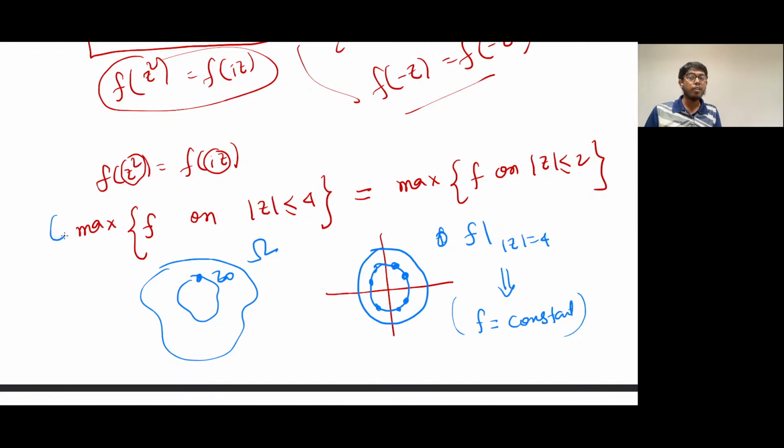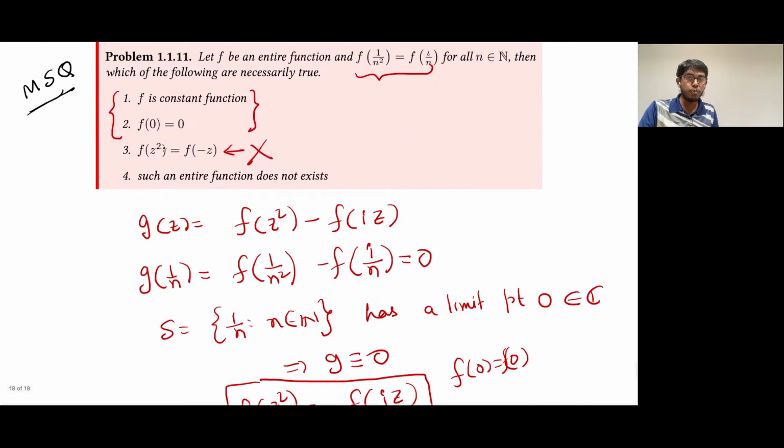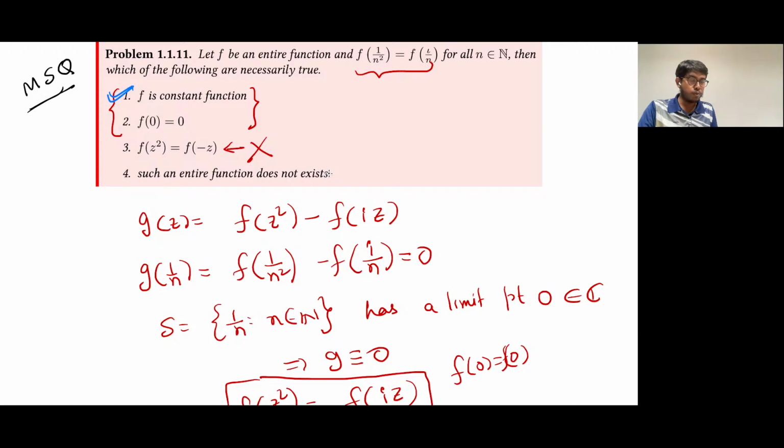And this says that if I restrict f on mod z less than or equal to 4, then the maximum lies also inside the domain. And hence f is a constant function. So this proves the first thing. So this of course is not true. Okay, so f is a constant function.